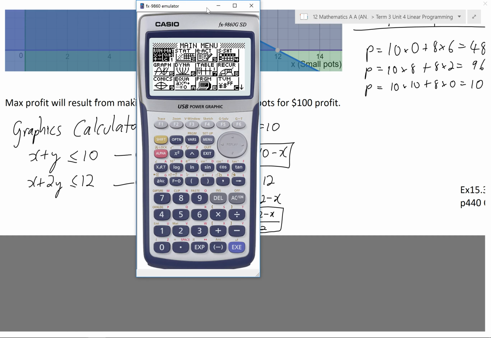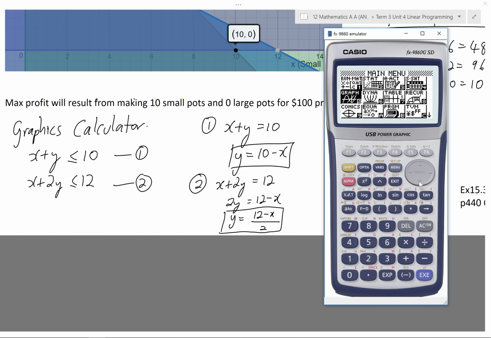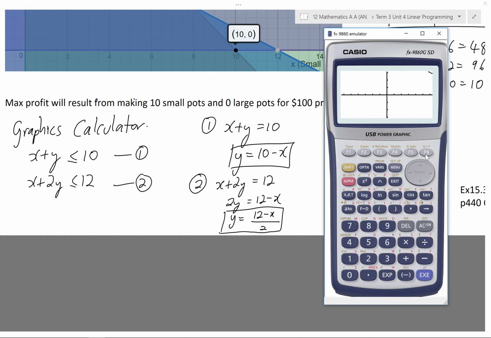So menu into graph mode, and I'll type in these two equations, 10 minus x, and I'll see if I can make a fraction. No, alright, you can probably make a fraction on your calculator. 12 minus x all divided by 2. So I'll draw these two things. I can't really see anything. When this happens, I'll try zoom auto and see how it goes.